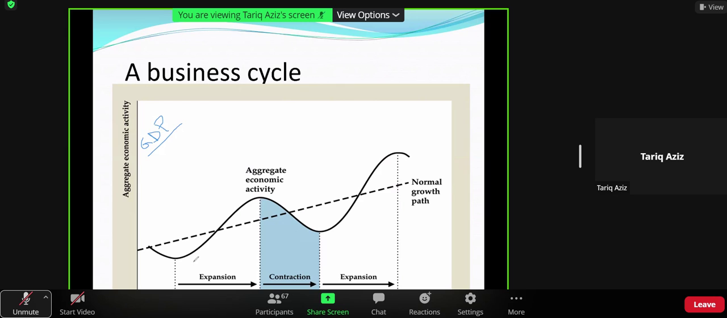So in this phase, economic activities are increasing. This phase is called expansion, and another term for this expansion period is boom. After boom, when aggregate economic activities start declining, that phase is called contraction. This contraction is also called recession. And when this recession is extreme, this is also called depression. So this minimum point is called trough.